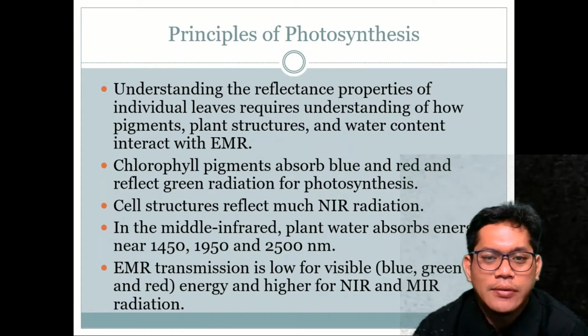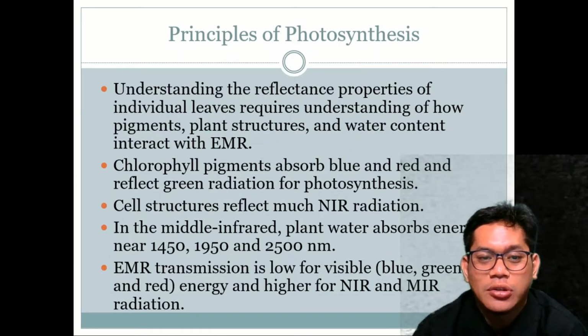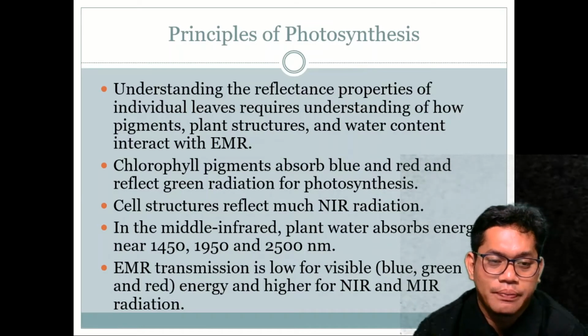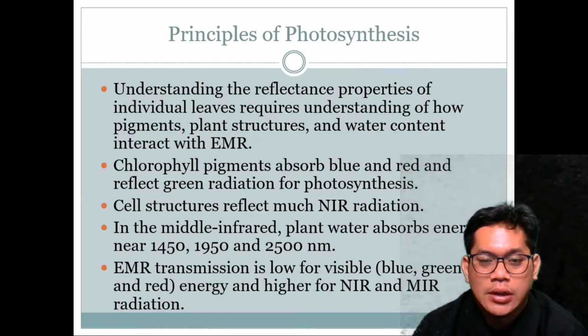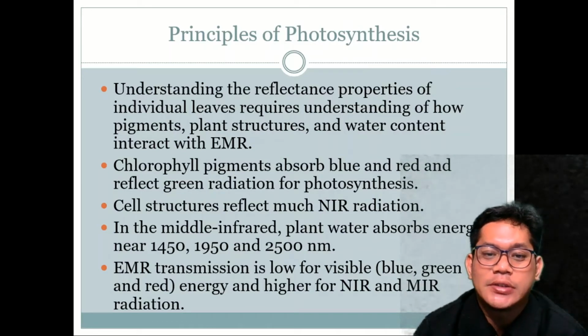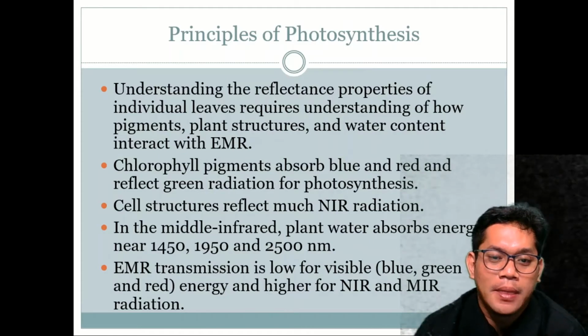Understanding the reflectance properties of an individual leaf requires understanding how the pigments, the plant structure, and the water content interact with the EMR. Now we look into them one by one. The chlorophyll. Chlorophyll basically reflects green radiation. That's why it appears green on the screen.